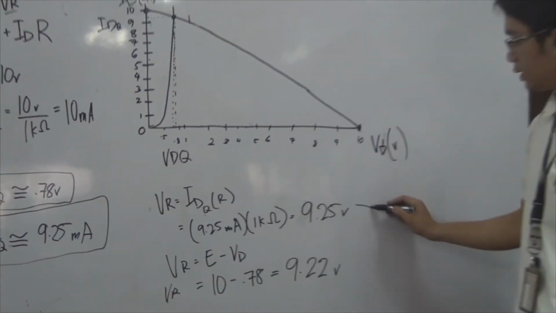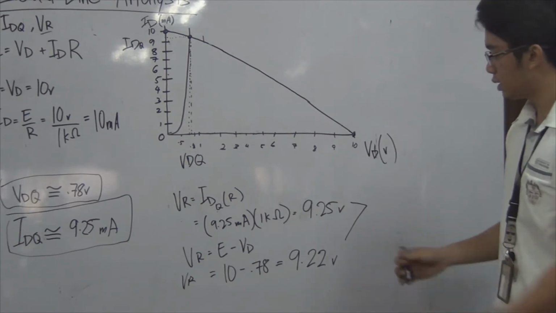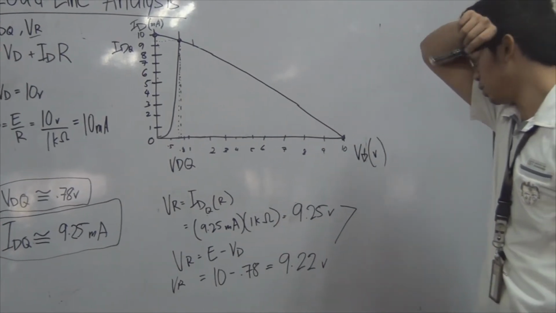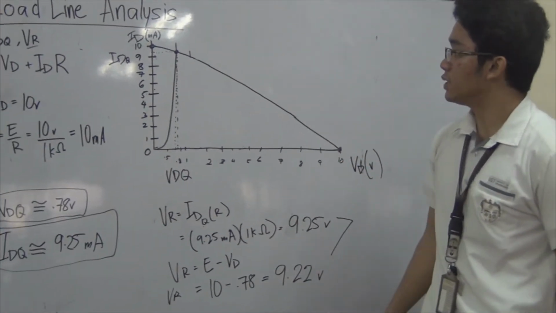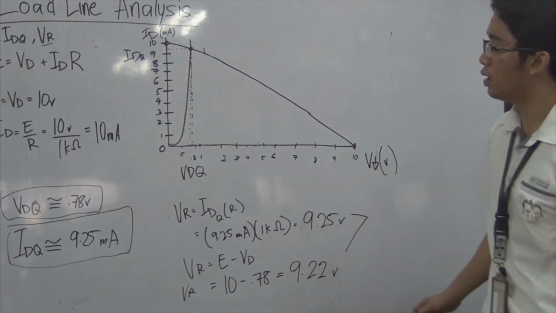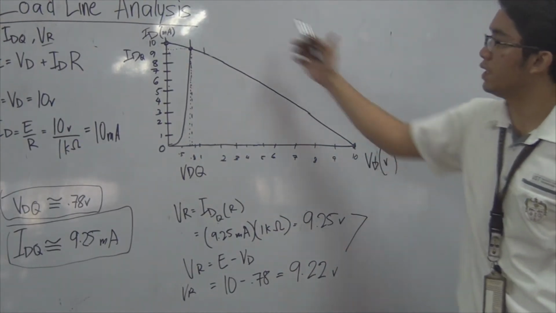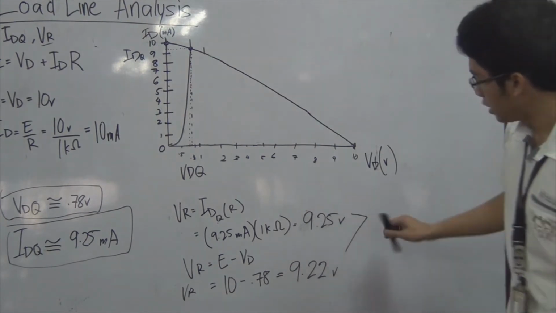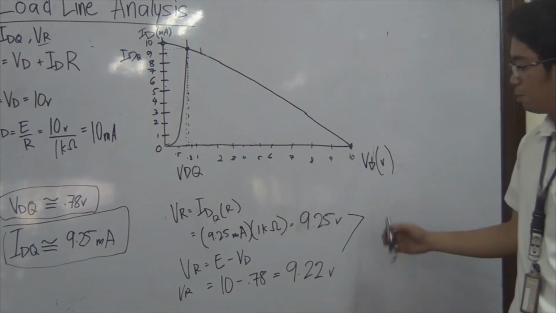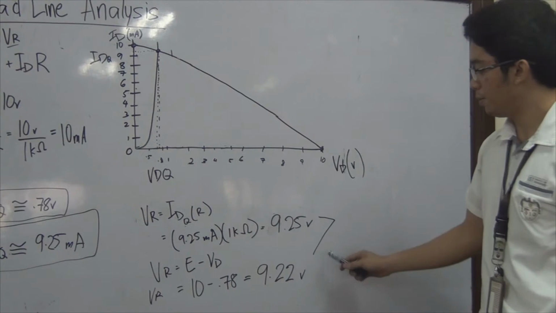The difference between the voltage across the resistor depends on the accuracy of the graph given. But this difference can be acceptable.